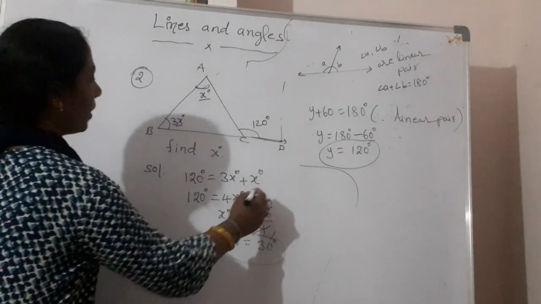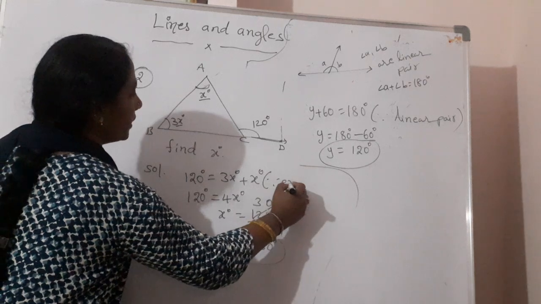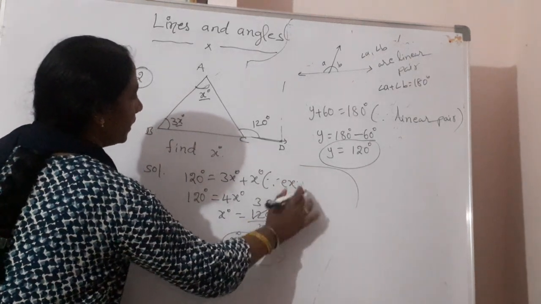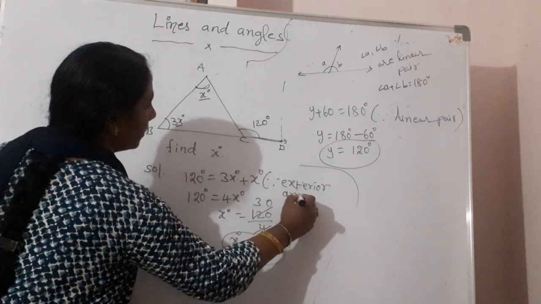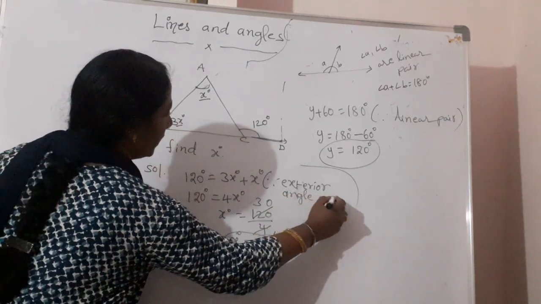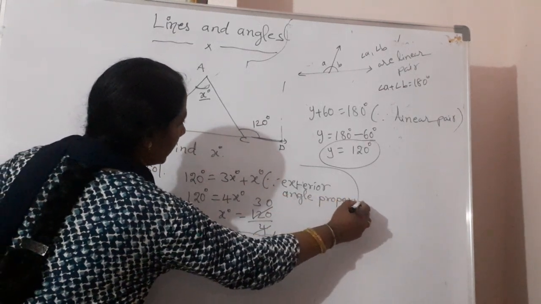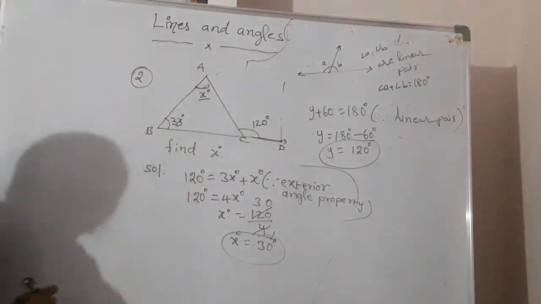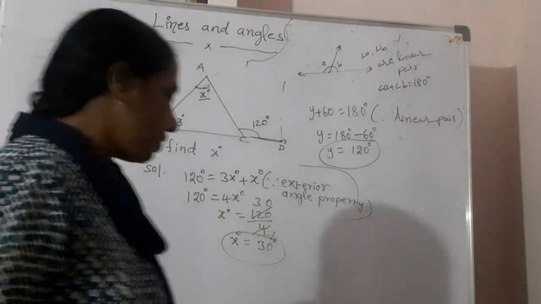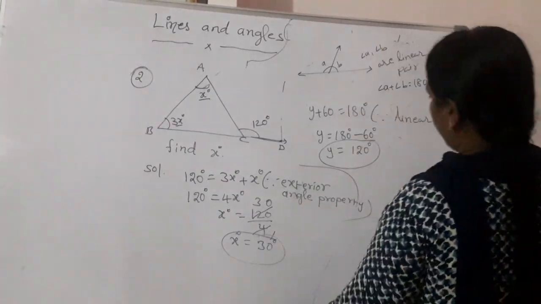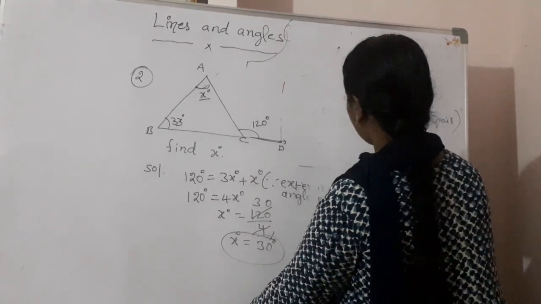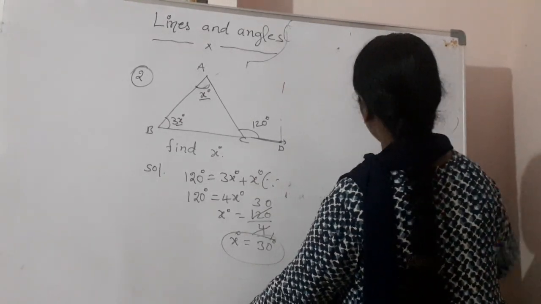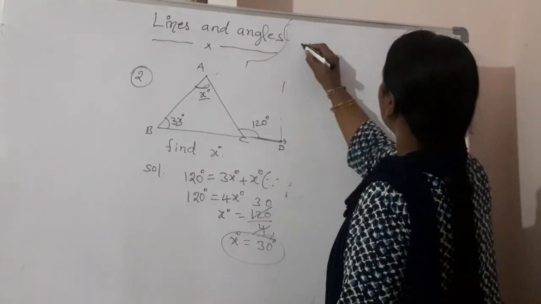So here what is the property? Simply the exterior angle property. Shortly we can write it like this. So this is one model. Next, sometimes they will give the third model. Let's see. Third problem.